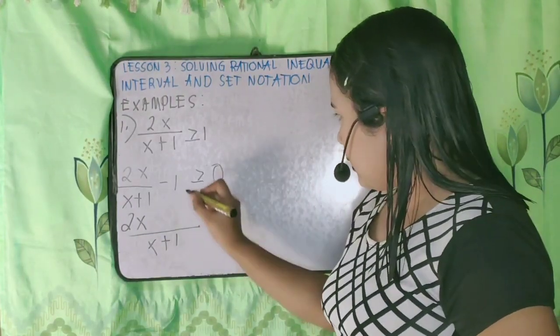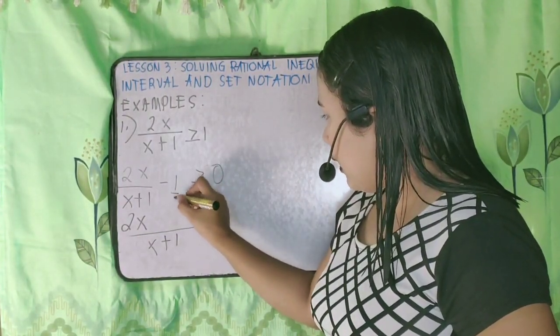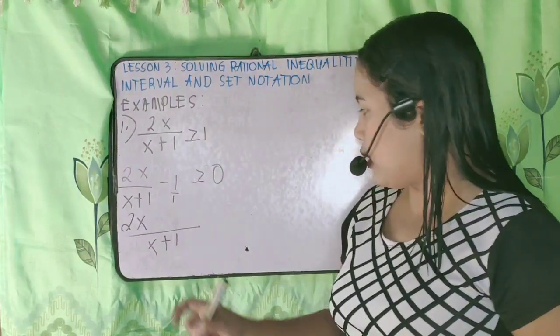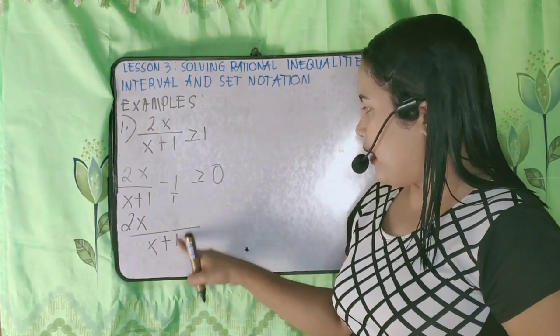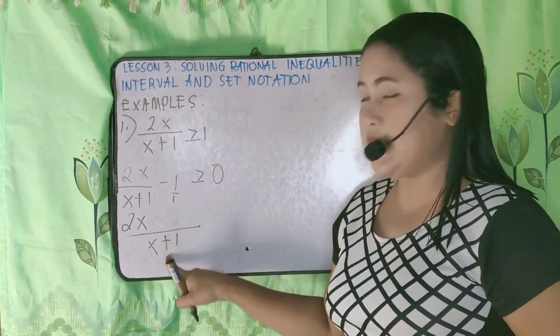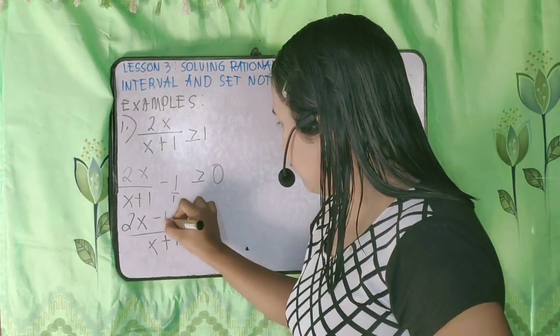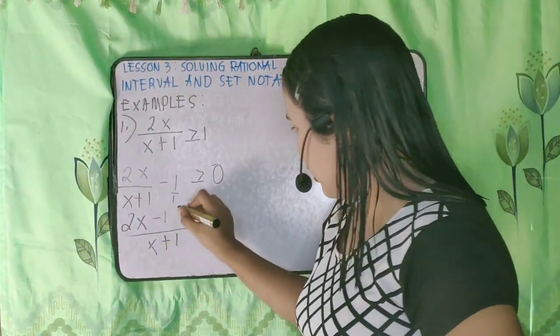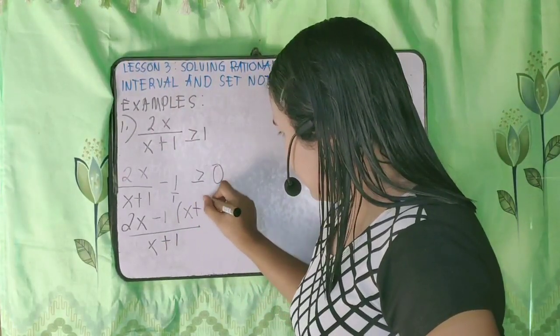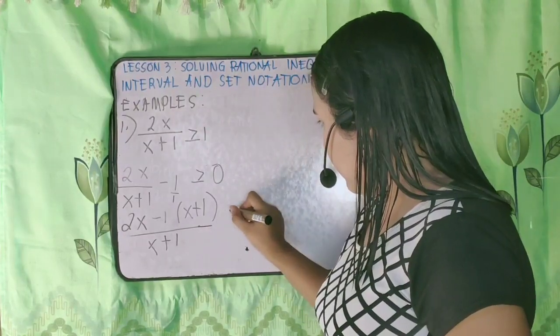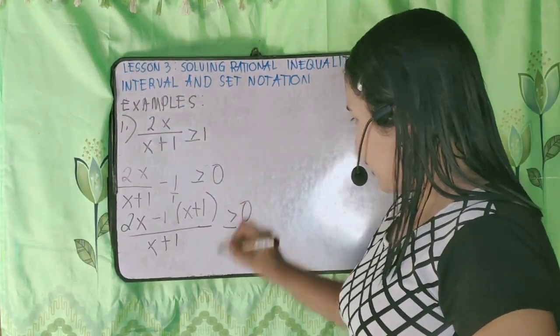Okay, next. So, mayroon ang 1 na denominator, 1. So, x plus 1 divided by 1, of course, the answer is x plus 1. So, kopyahin lang natin siya. So, kopyahin po yung negative 1 and then kopyahin natin yung LCD which is x plus 1. Okay, then, greater than or equal to 0.